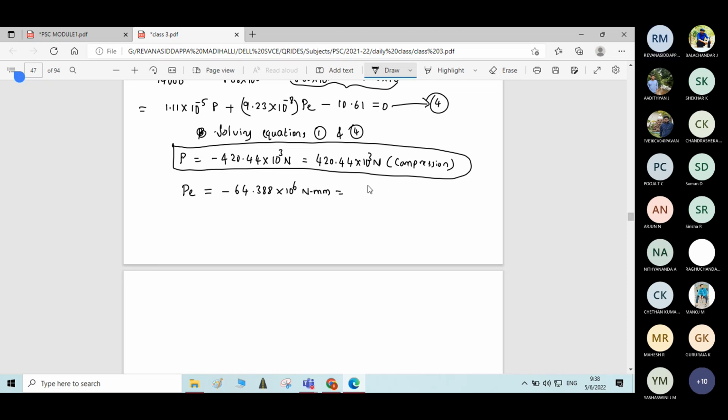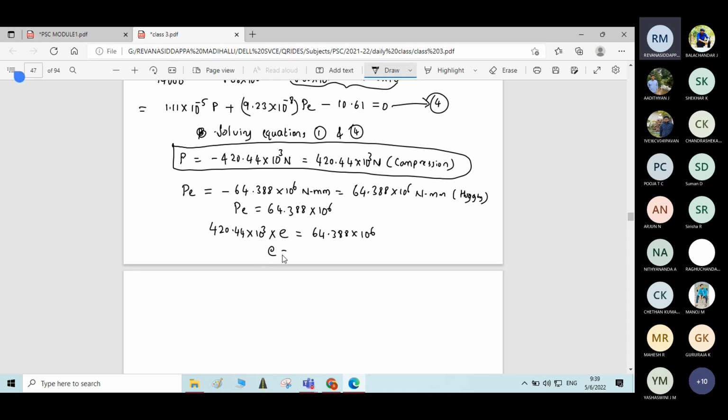Okay, therefore we can take simply as 64.388 into 10 power 6 Newton millimeter hogging. Now prestressing force P is known. Okay, therefore PE is equal to 64.388 into 10 power 6. If you substitute the value of P here, that is 420.44 into 10 power 3 into eccentricity E is equal to 64.388 into 10 power 6. You will get the value of eccentricity.